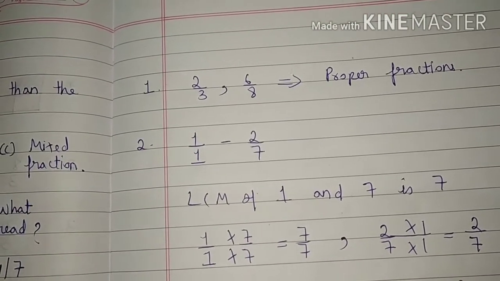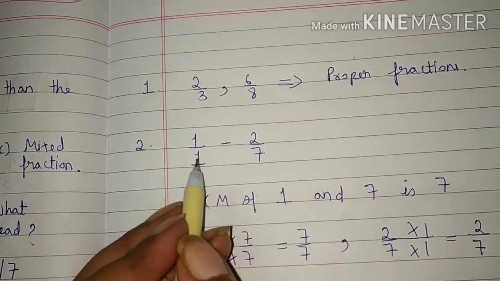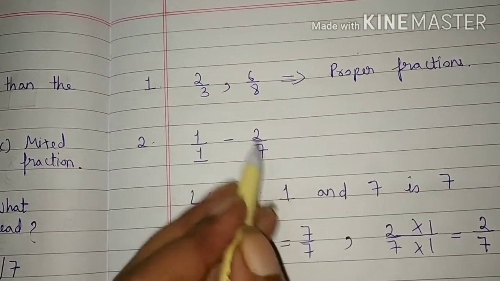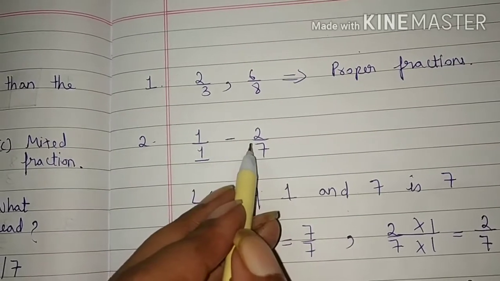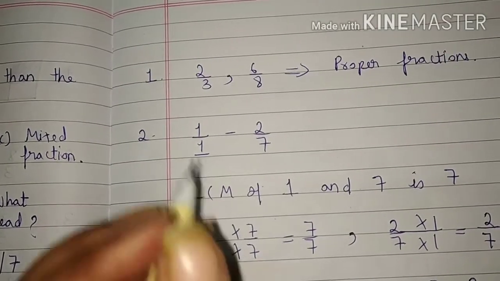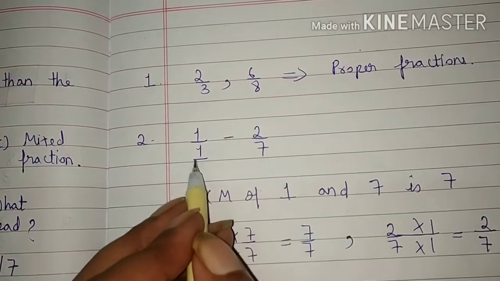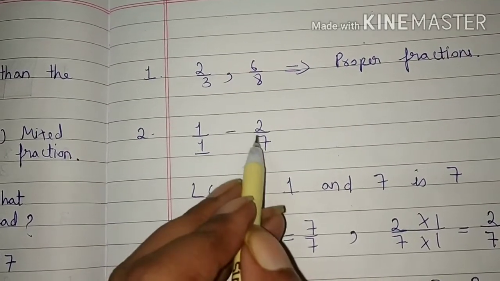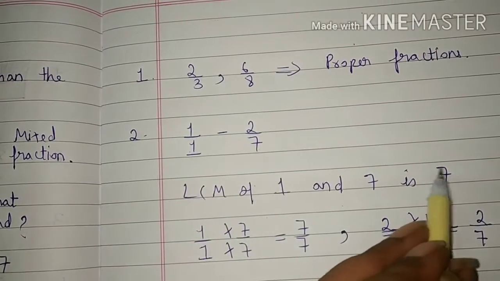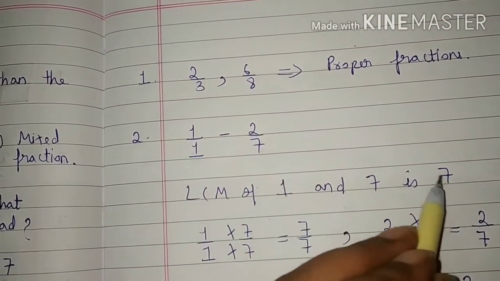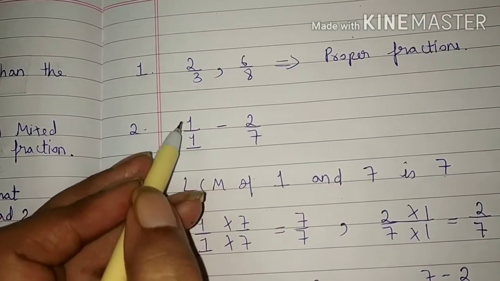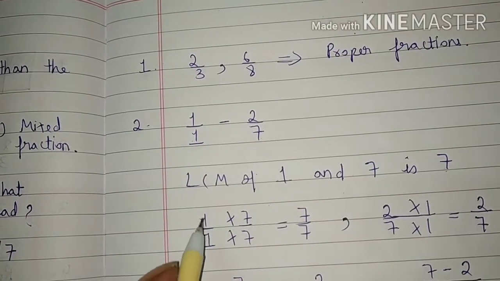Students, now you can see that in both the fractions, denominators are different. Here denominator is 1 and here denominator is 7. Students, आप देख सकते हो कि दोनों फ्रैक्शन में डिनोमिनेटर आपको डिफरेंट दिया हुआ है. यहाँ पे 1 है और यहाँ पे 7 है. तो अब हमें इन दोनों डिनोमिनेटर को 7 के बराबर लाना है, यानी कि एलसीएम के बराबर लाना है. Now students, first of all you will copy down 1/1, this fraction here.